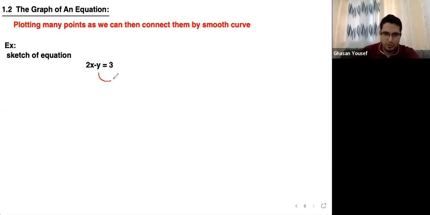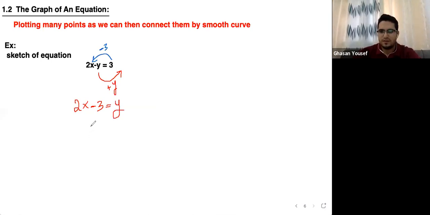We should move this one to this side. How can we move this one to this side? By adding y to both sides. Exactly, this is correct. And also the 3 moves to this side. How can I move the 3? Subtracting 3 from both sides. So when I add y to both sides, this will be cancelled. And when I subtract 3 from both sides, I will get 2x minus 3 equals y.